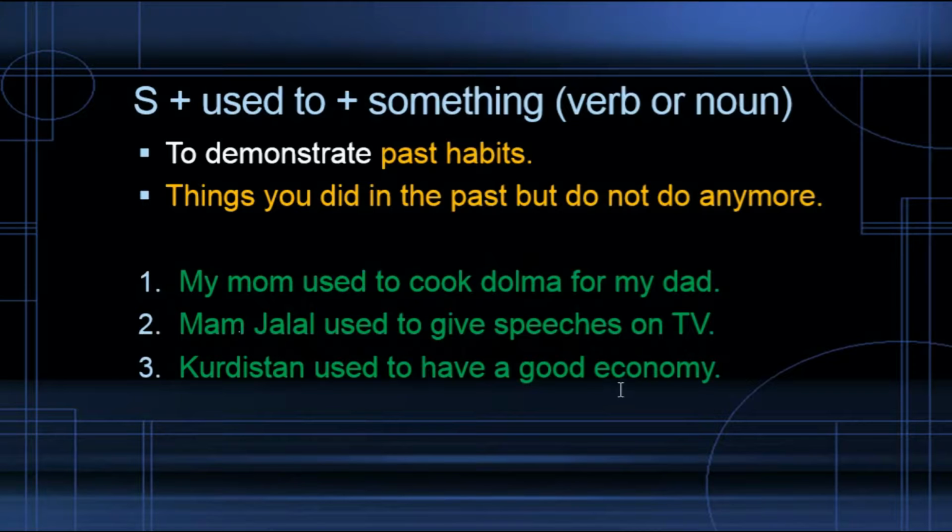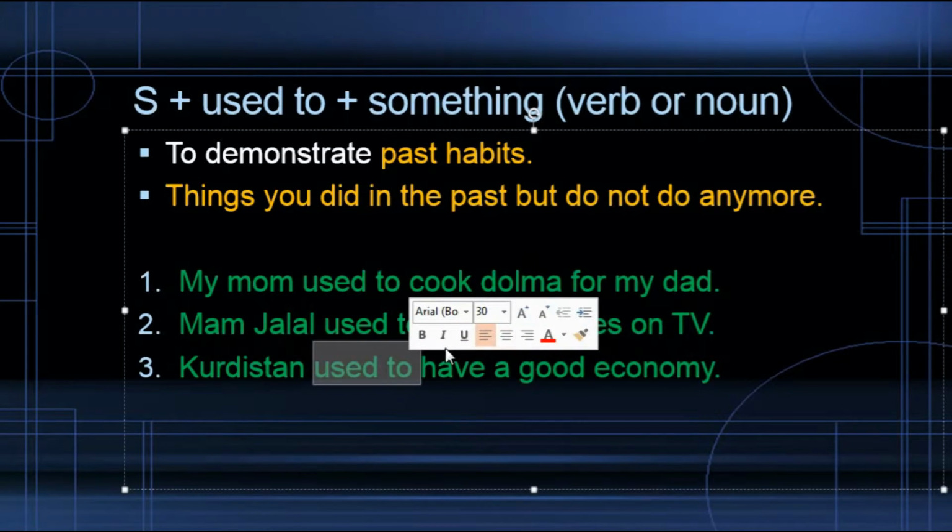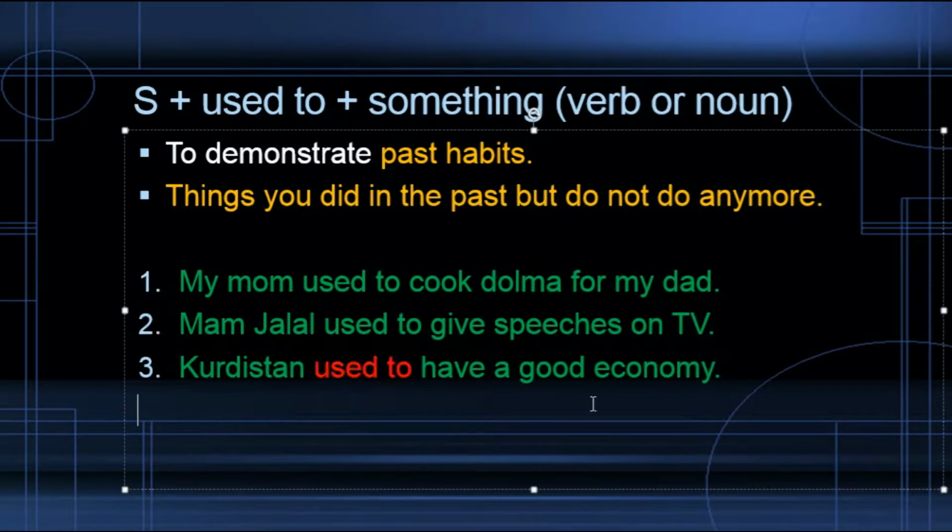Kurdistan used to have a good economy. Kurdistan is my subject, right? Used to, I have it here, right? Used to have a good economy. So it is in the past. Have is my verb. So have a good economy. But I'm trying to tell you that now Kurdistan does not have a good economy. It is something in the past, not now, right?